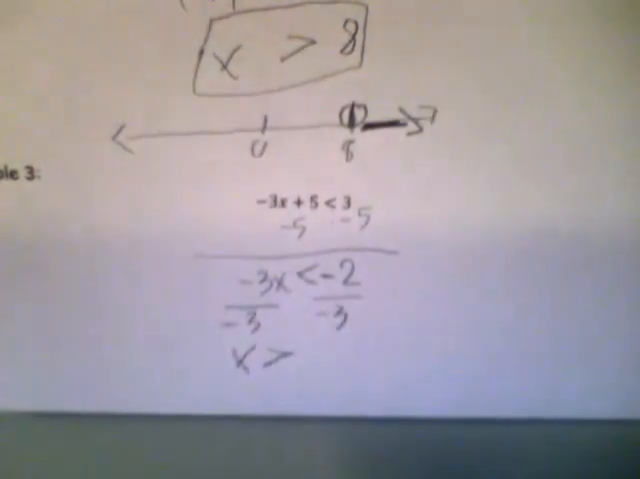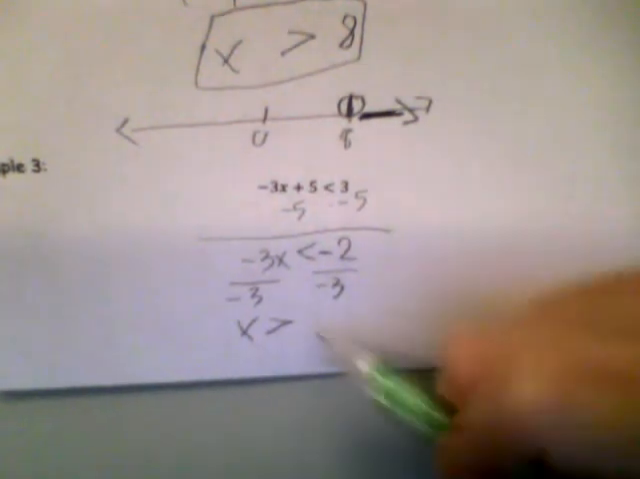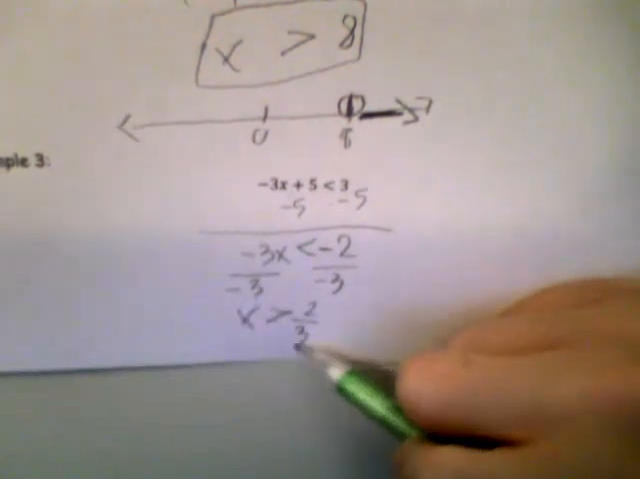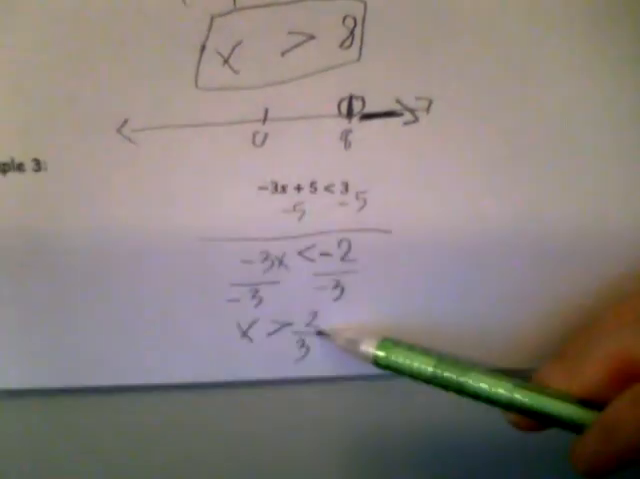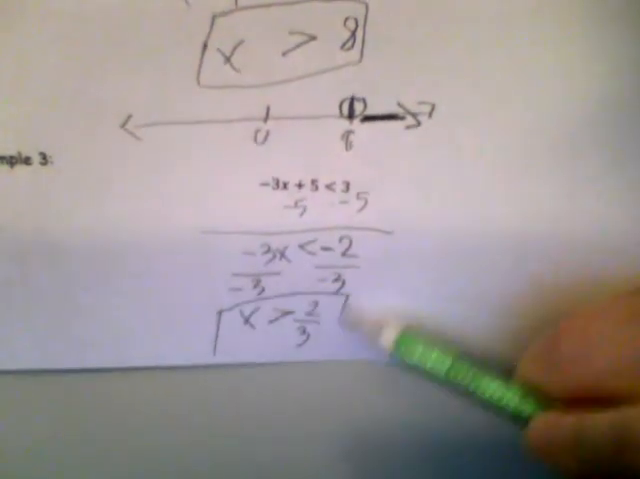Now let's think about this. I have negative 2 over negative 3. A negative divided by a negative is just going to give me a positive. So instead of putting negative 2 over negative 3, because a negative by a negative is a positive, I'm just going to put 2 over 3. Again, there's no need to convert that to a decimal. You could literally just leave that as 2/3. So x is greater than 2/3.